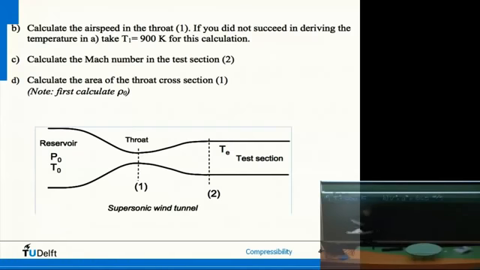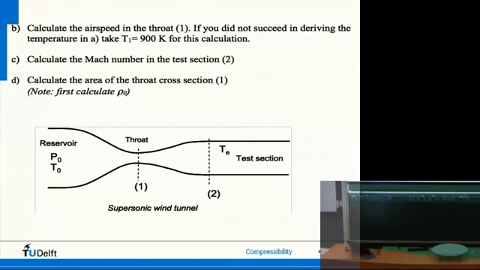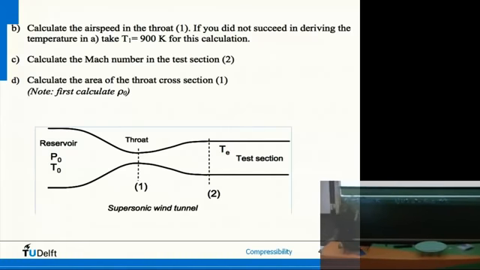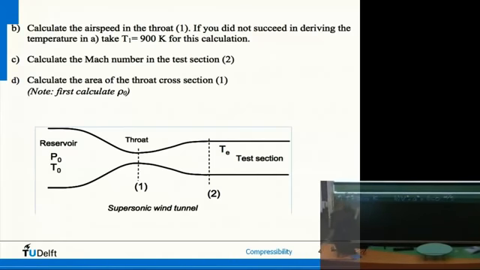Now let's continue with question C. And the question there is, calculate the Mach number in the test section. Any ideas how we can? Yes. So step 1, what is the Mach number? Speed divided by the speed of sound. So Mach number in the test section, V test over A test.